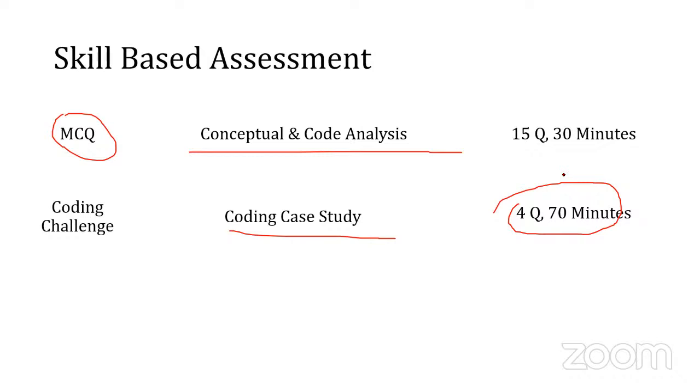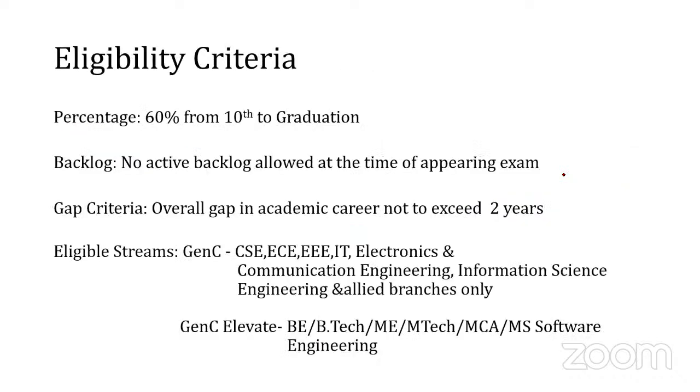Now let us try to understand the eligibility criteria for all of these exams or drives, whether on campus or off campus. The percentage: you must have 60% aggregate right from your 10th standard, 11th, 12th to your final year of graduation. Second, you shouldn't have any active backlog at the time of appearing for the exam. So you must remember this important thing.